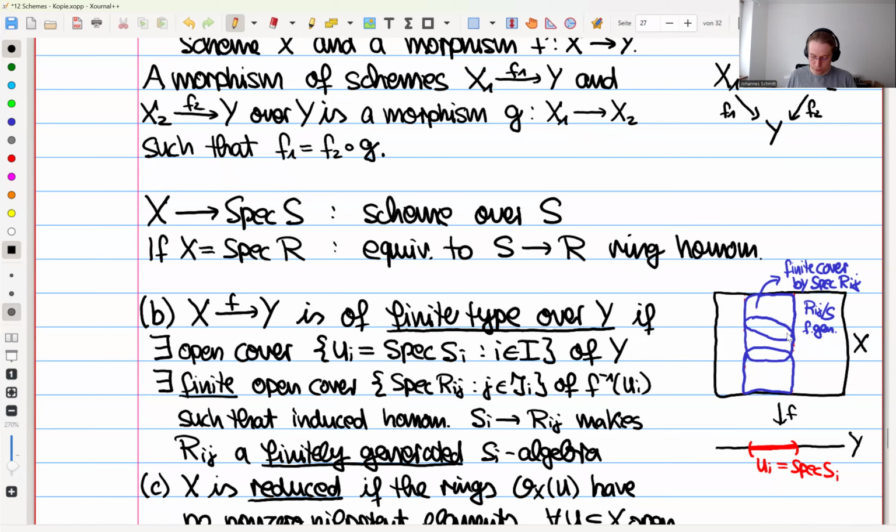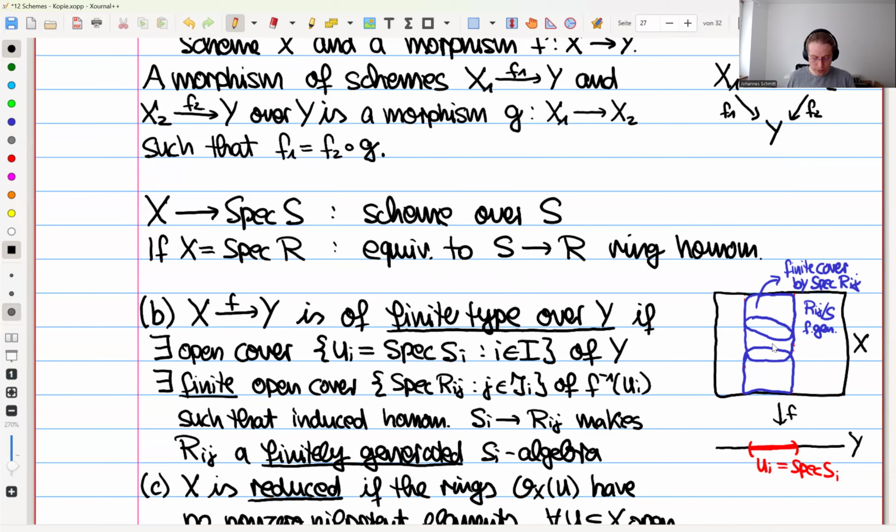So this is in blue. So these finitely many pieces, which are also affine varieties, give us these rings R_ij. And then the fact that Spec R_ij maps to Spec S_i means, by what we just recalled, that we get ring homomorphisms from S_i to R_ij, which is basically like pulling back functions. If you have a function here, you can pull it back, you get a function here.